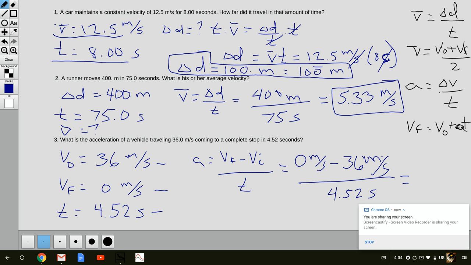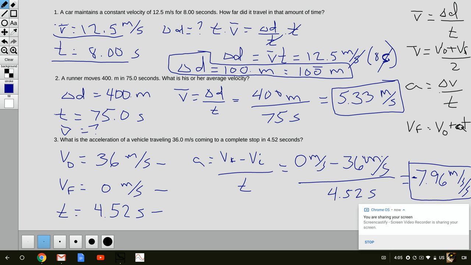So I'm going to do that all in one step. And we get 7.96 meters per second. But it's not just that. It must be negative because it's 0 minus 36. So it is a negative 7.96 meters per second.